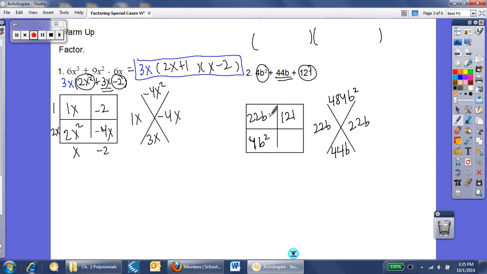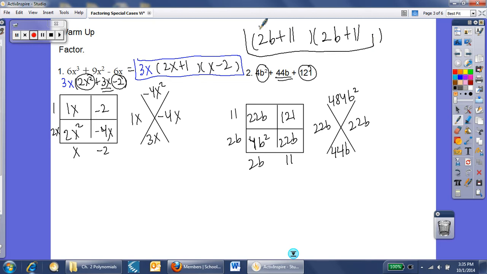That's 22b and 22b. Now the outside of the box, I can put 2b and 2b here. That'll give me 4b squared, 11 here, and 11 here. 2b plus 11 and 2b plus 11. They happen to be exactly the same. Notice why it became that from what we started with.